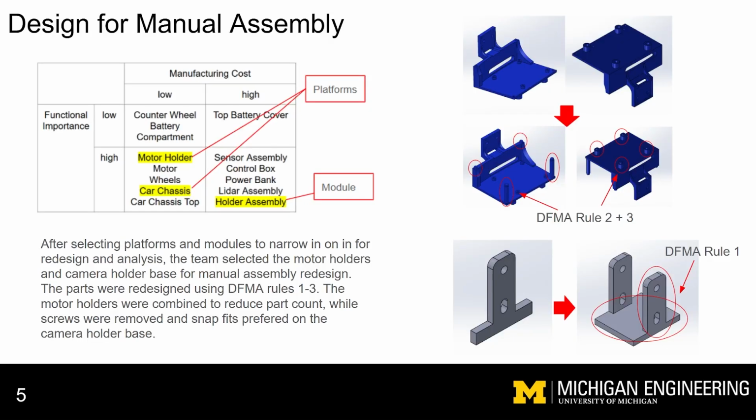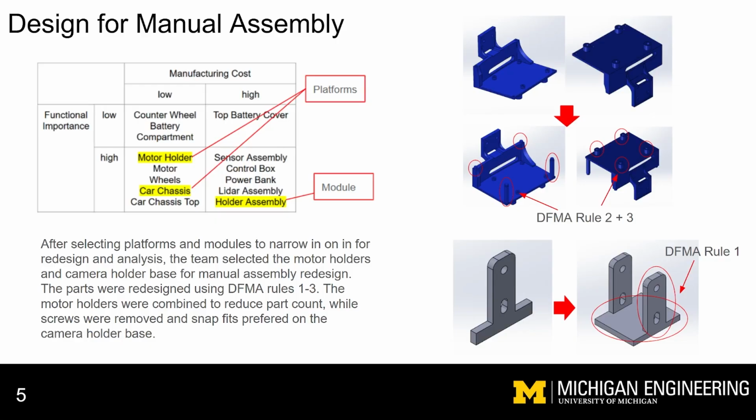After selecting platforms and modules to narrow in on for redesign and analysis, the team selected the motor holders and camera holder base for manual assembly redesign. The parts were redesigned using Design for Manual Assembly Rules 1 through 3. The motor holders were combined to reduce part count, while screws were removed and snap fits preferred on the camera holder base.